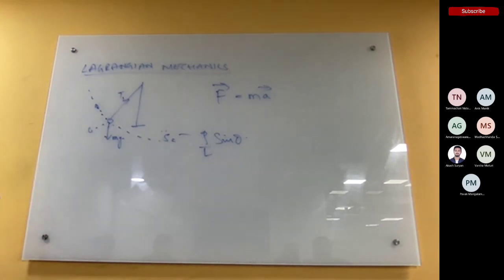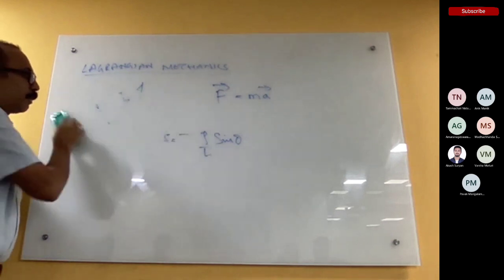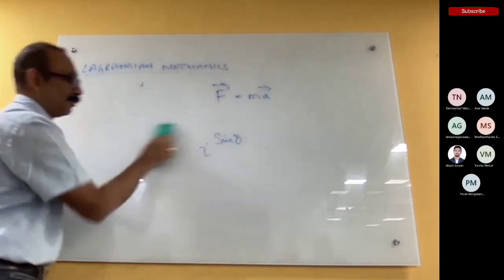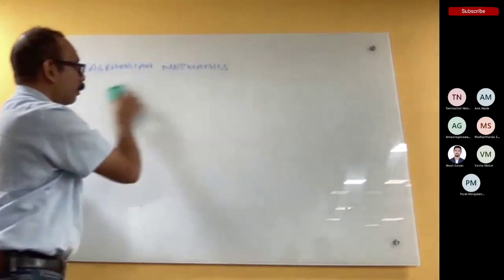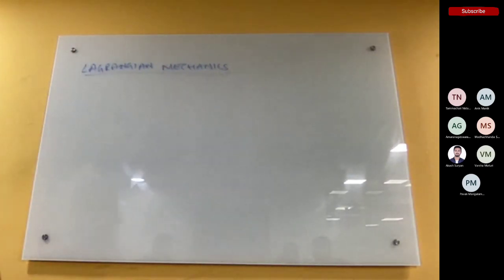And Lagrange was 100 years after him. So without Newton, there probably wouldn't have been a Lagrange. So don't get me wrong. Don't go around saying Shri says that Newtonian mechanics is wrong or stupid. I didn't say anything. Okay.